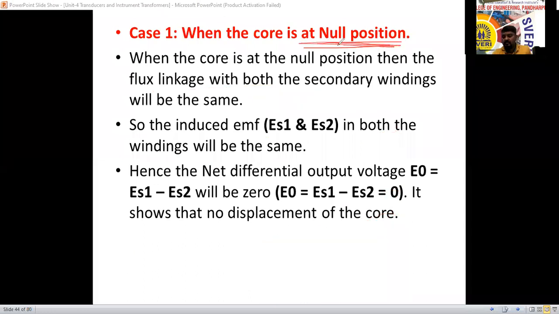Same like LVDT. LVDT जैसा है ना ये भी operation? Yes? Yes, sir.